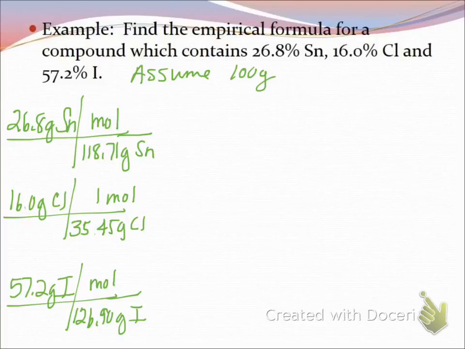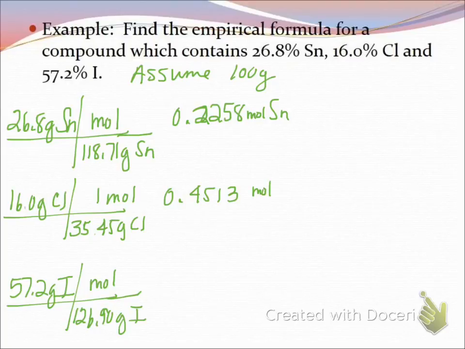Okay, so now let's do all that math real quick. 26.8 divided by 118.71. We need 4 significant figures here, so we're going to say 0.2258 moles of tin. 16 divided by 35.45 gives me 0.4513 moles of chlorine. And then iodine gives me 0.4507.